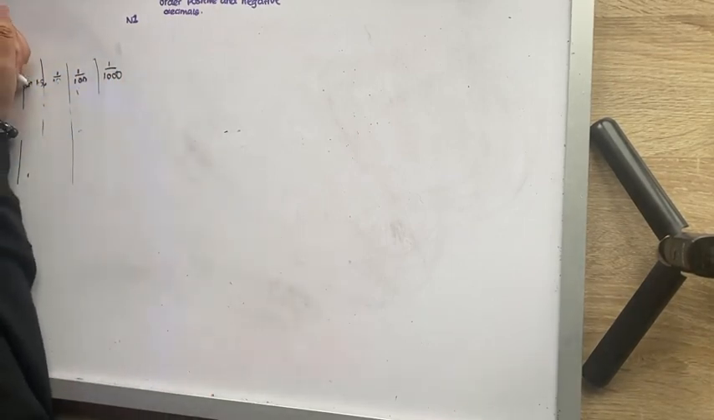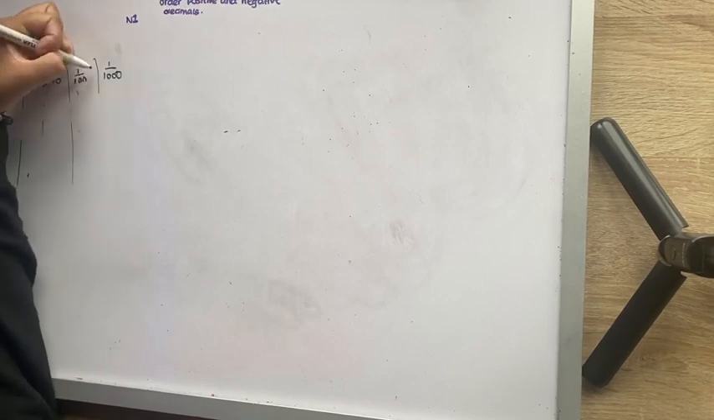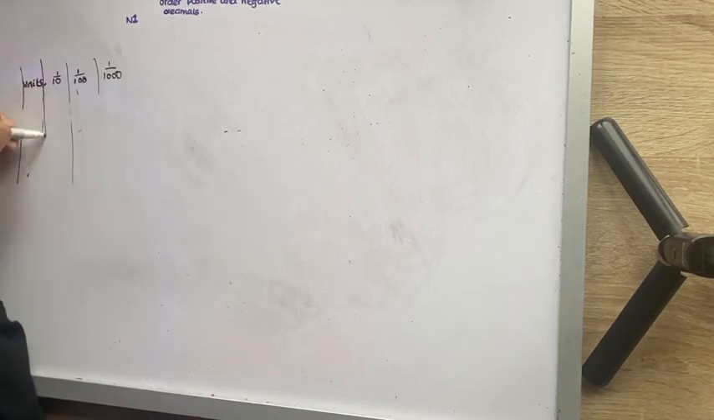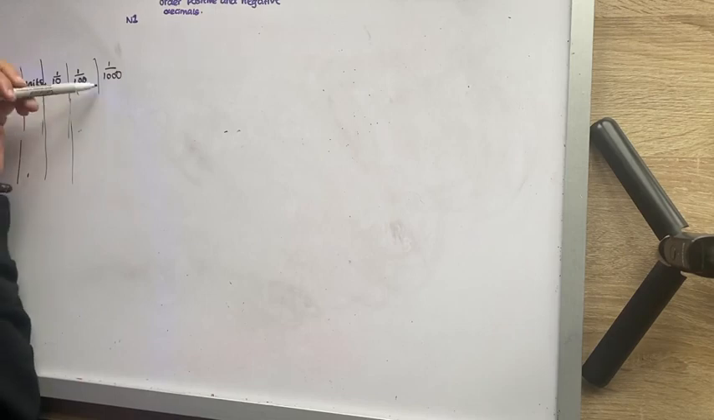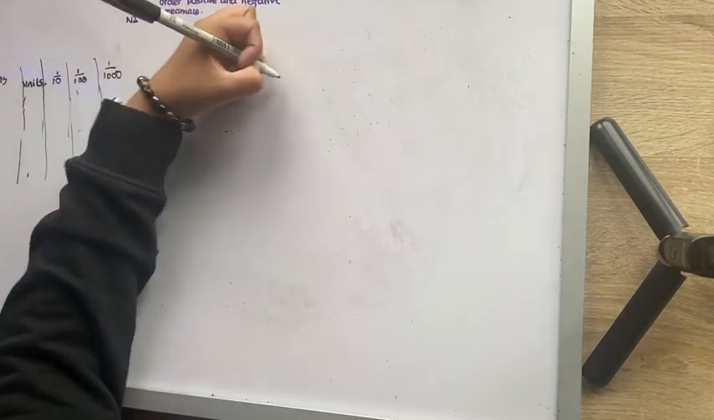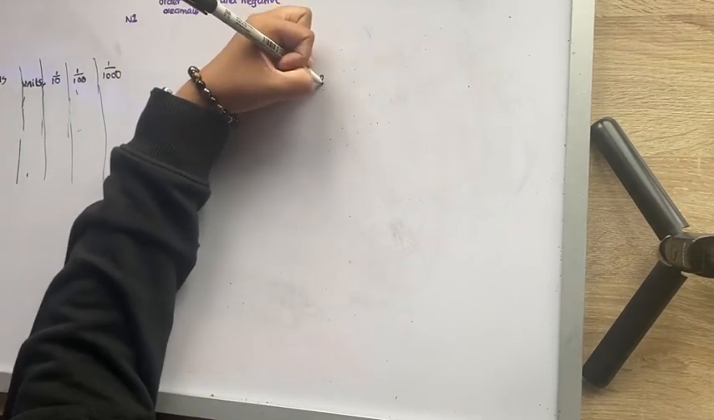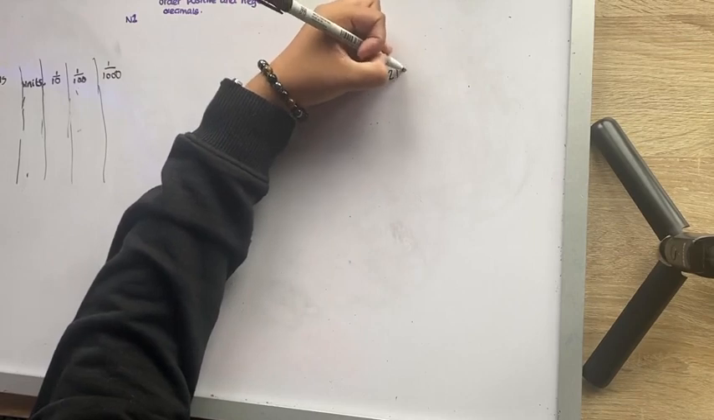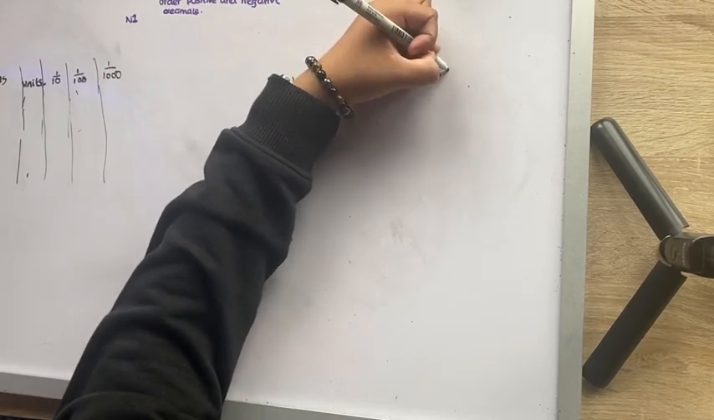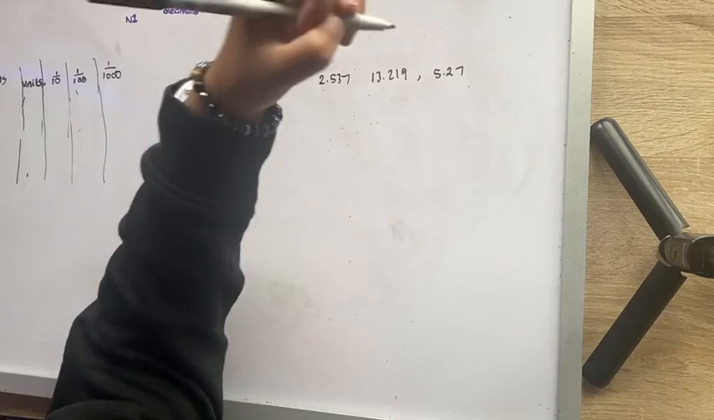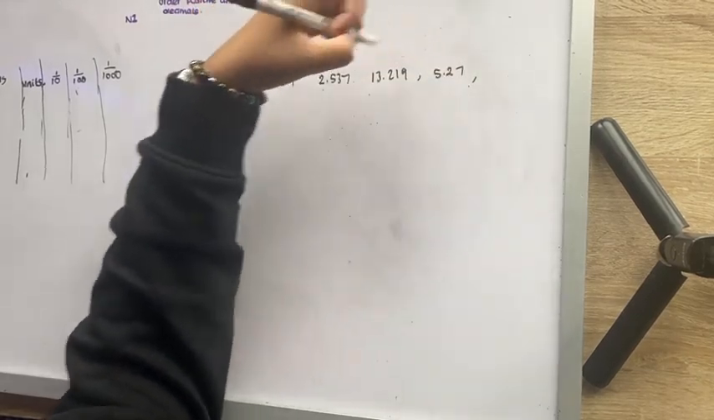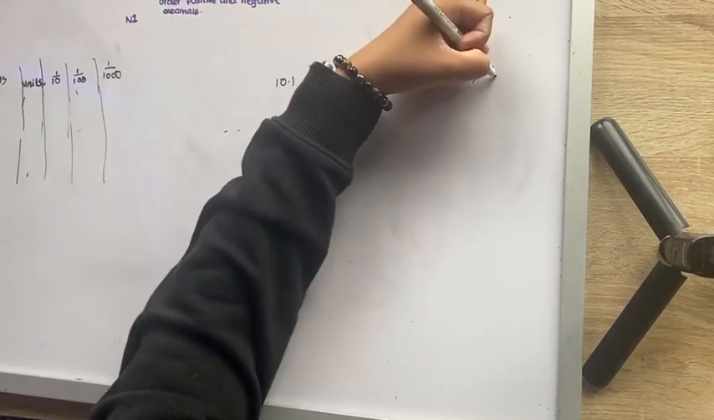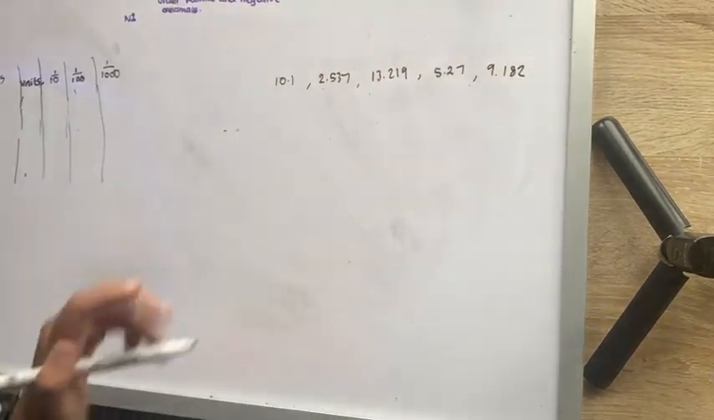Alright, so now I'm going to use other numbers, so it's not all going to be 2, it's not all going to be at the same units, and I'm also going to add tens in there. So let's say we have 10.1, 2.537, 13.219, 5.27, and 9.182. Right?